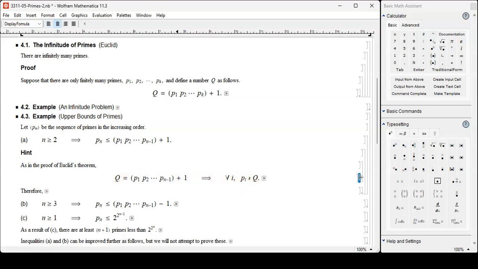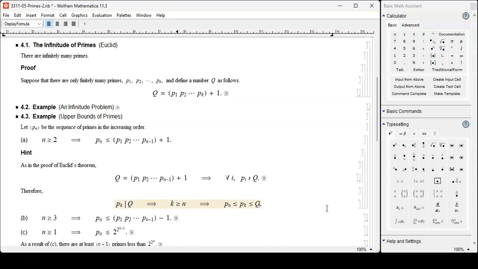Therefore, the prime factorization of Q does not involve any of those primes p1 through pn minus 1. And the prime factorization exists, and it must be unique, right? The fundamental theorem of arithmetic. So there has to be a prime factor, say pk, which does not belong to all these.